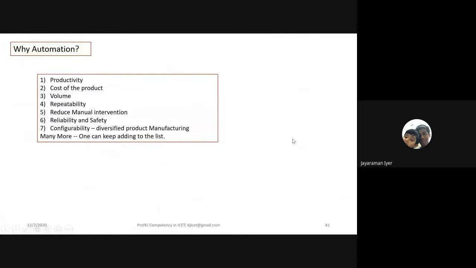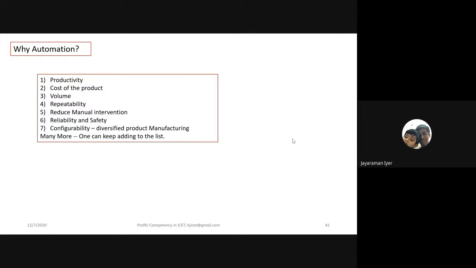So what is automation? Why is automation required? I have just written it, but you can think of it, you are more imaginative or creative than me. I say productivity, cost of the product. When you have automation, cost of the product positively comes down. People in Taiwan have automated. That's why their PCBs are much cheaper compared to the PCBs made in India, because we don't have volumes. We are not producing for global consumption. If you produce for global consumption, it will be less.